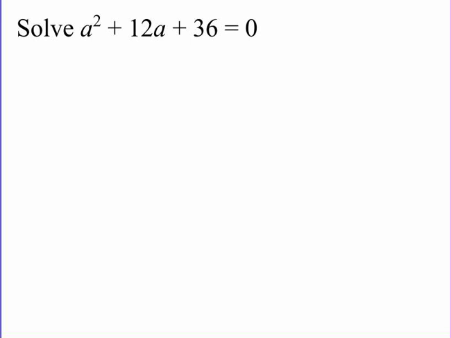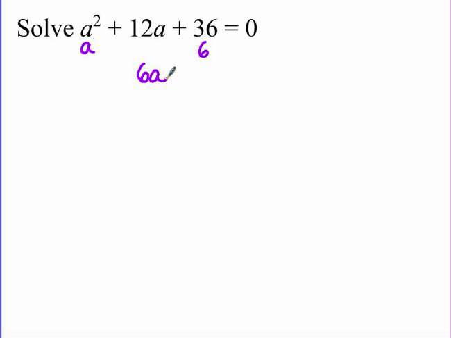So now, first thing, can I take out anything that's in common? Is there something in common with all three terms? No. So then I look to see if it's a perfect square trinomial. Is a squared a perfect square? Is 36 a perfect square? Okay, so I get a and I get 6. So let's multiply first and last. What do you get? 6a.